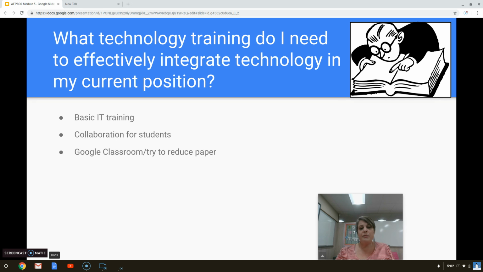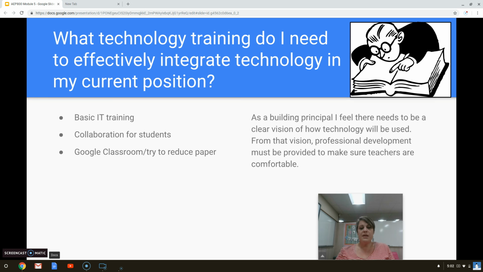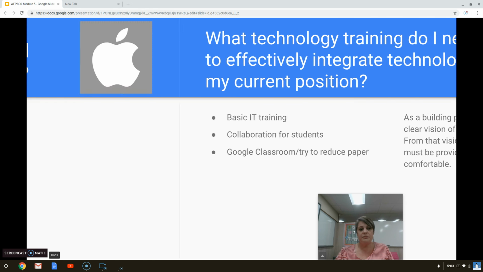I'd also like to have more training on Google Classroom, and I would like to try to reduce the amount of paper that I use in my classroom. So some things as a building principal that I feel needs to happen is there needs to be a very clear vision of what technology is going to be, and then there needs to be a very strong idea of what professional development needs to be provided. So without the vision, we can't have the professional development, and we can't have the professional development without the vision. They both go hand in hand.